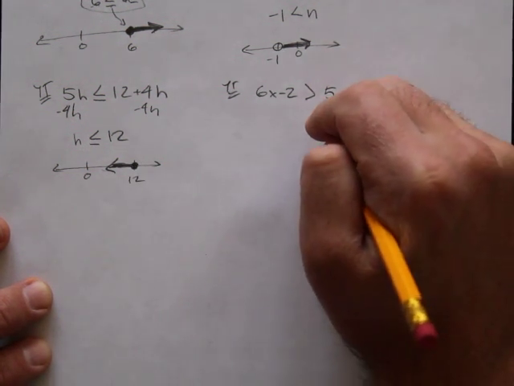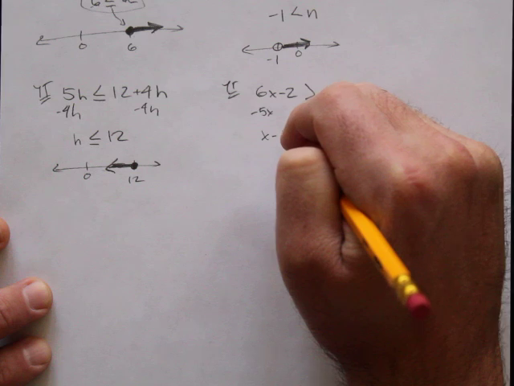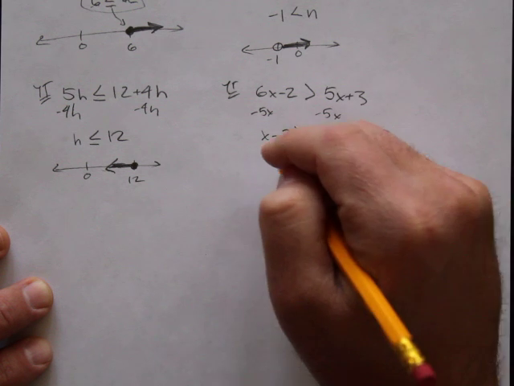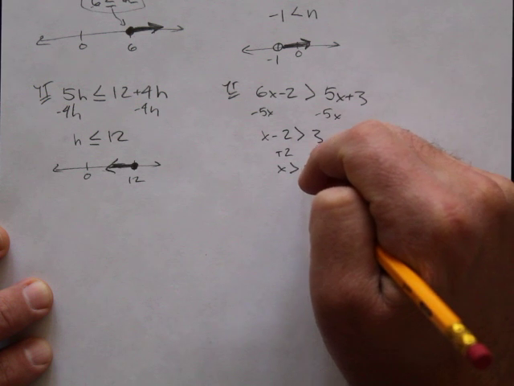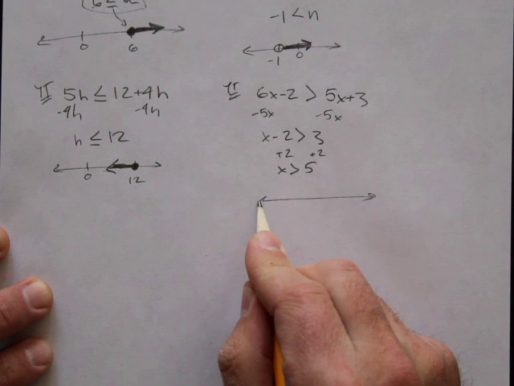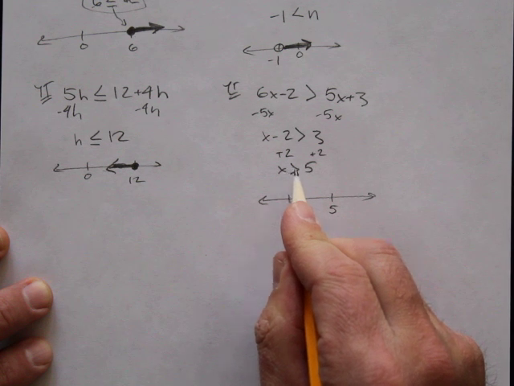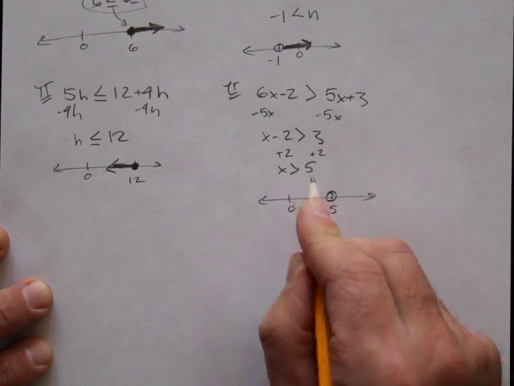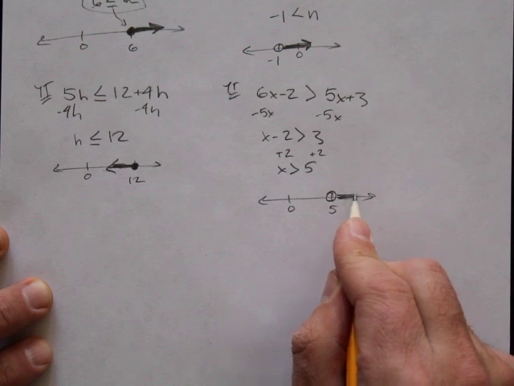Let's do this one. I'm going to subtract 5x from both sides, and I end up with x minus 2 is less than 3. Now I'm going to add 2 to both sides. x is less than 5. Now I'm going to graph this. I've got 0 here, I've got 5 over here, and x is less than 5, not less than or equal to, so I'm going to have an open circle because 5 is not included in my solutions here.